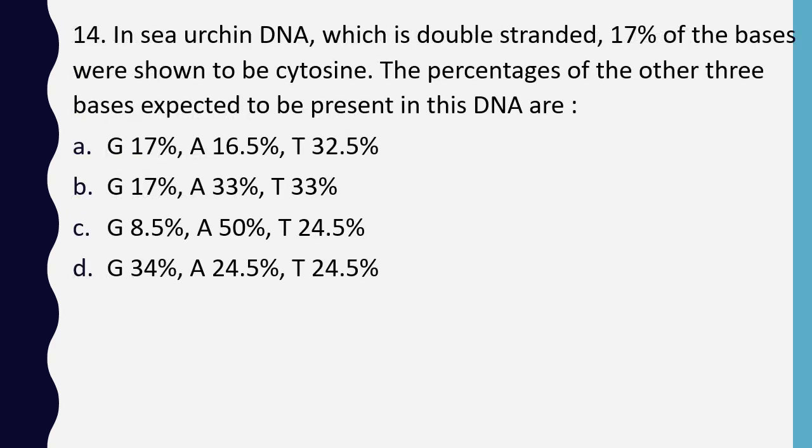Question number 14. In sea urchin DNA, which is a double-stranded DNA, 17% of bases showed to be cytosine. The percentage of other three bases expected to be present in this DNA are. The options are given. The correct answer is option B. G would be 17, adenine would be 33, and thymine would be 33%.